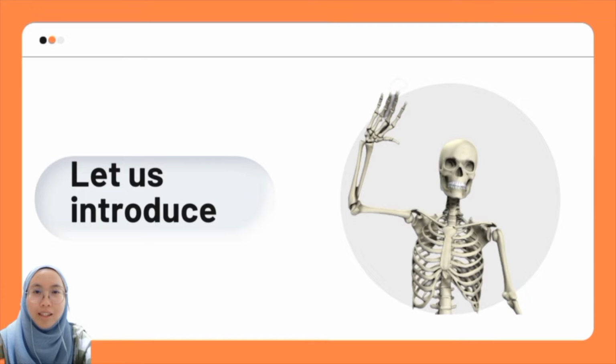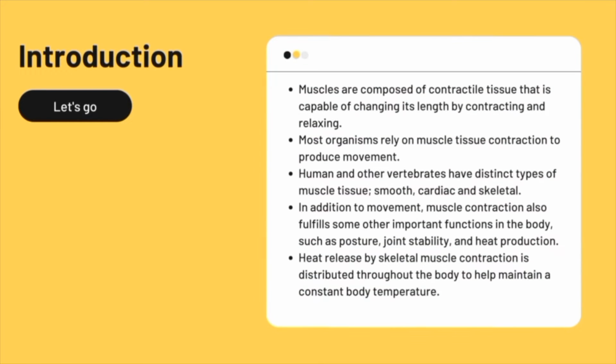First, let me introduce a bit about muscle contraction. Muscles are composed of contractile tissue that is capable of changing its length by contracting and relaxing. Most organisms rely on muscle tissue contraction to produce movement.